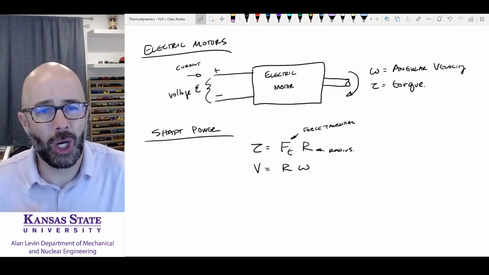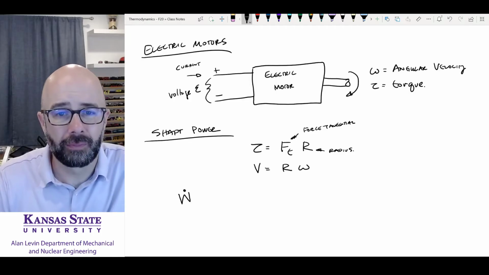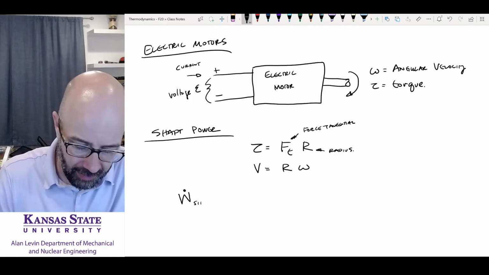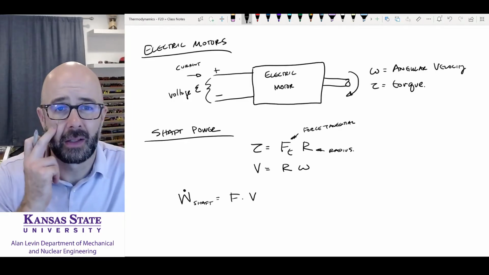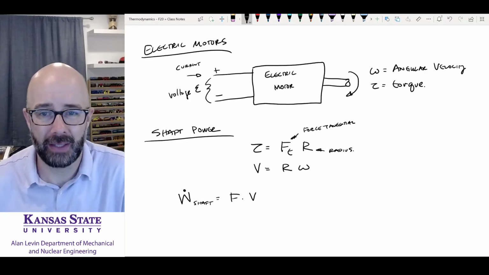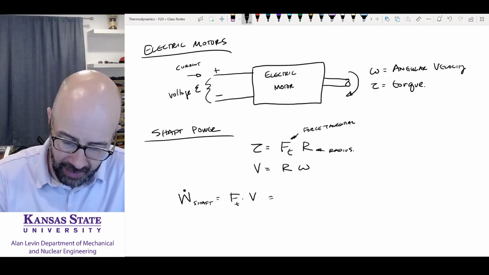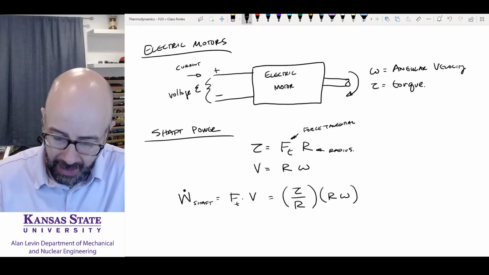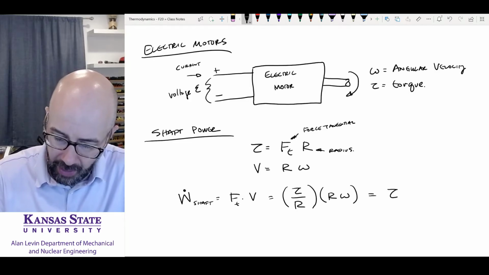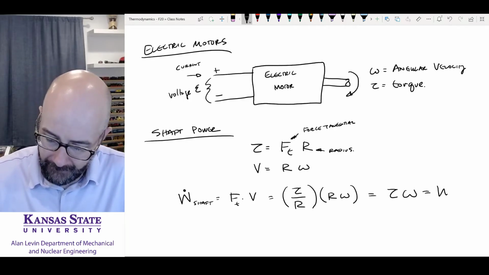Now remember how I first started this lecture. I said that shaft power, or the rate of work here, is equal to force times velocity. That's what we derived power was, force times velocity. So let's use that here. This is going to be the tangential force times the velocity. What's the tangential force? That is going to be tau over r, and our velocity is going to be r times omega. And so we're going to end up with the torque times the angular velocity giving you the shaft power.